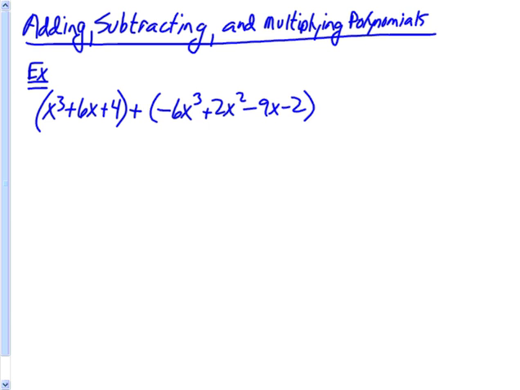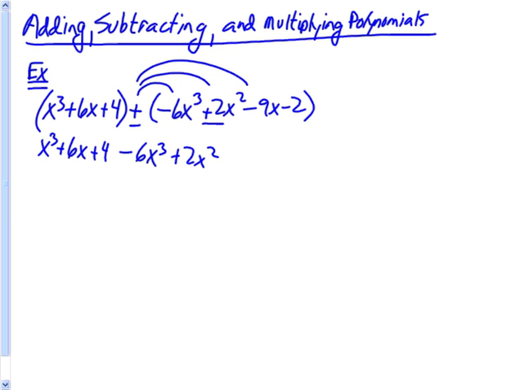You guys have already done a little bit of this kind of work, so this may be a little bit of a review, but we're going to go ahead and distribute that positive 1 there in front so we can drop those parentheses. So positive 1 times that negative 6x cubed, of course, is negative 6x cubed. Positive times a positive, positive 2x squared, right? And again, a positive times that negative 9x, and finally minus 2, right?